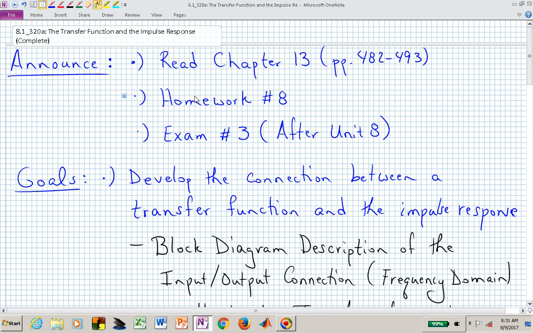We are now in Unit 8, which is our convolution unit. To really make sense of this convolution unit, we need to start with a better understanding, or at least a connection, to the impulse response and what that represents. And that's what we are going to be working through in this video.